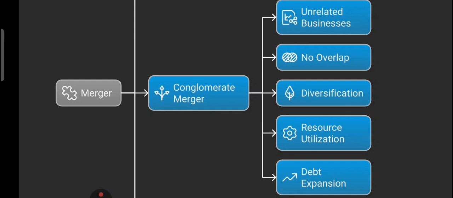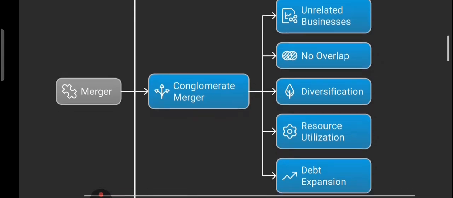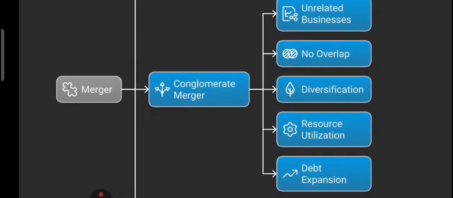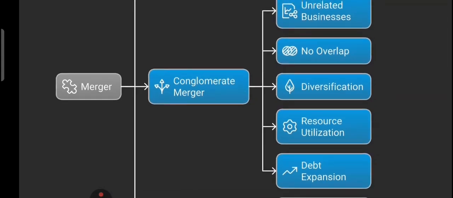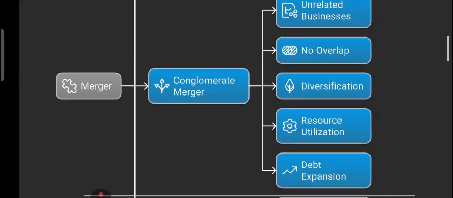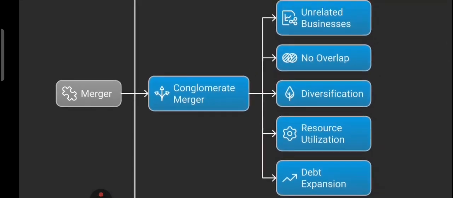Conglomerate merger, a bold move where completely unrelated businesses unite. Here you can see unrelated business, no overlap, and they unite. The motive here is diversification, resource utilization, and even strategic debt expansion. That is called conglomerate merger. Two industries having nothing in common, totally unrelated, unite. That is called conglomerate merger.